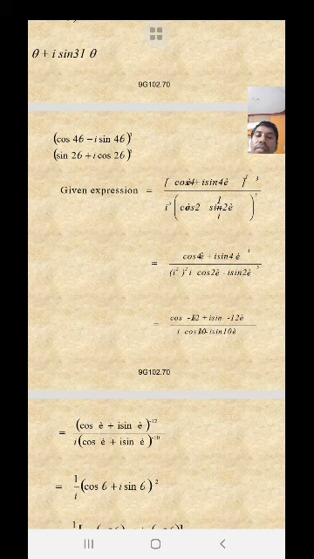Next step, apply the power −3 using De Moivre's theorem. So cos of −3 into 4, which means −12θ, plus i sin of −12θ, divided by, here i⁵ means i, then (cos 2θ − i sin 2θ) whole power 5, which applying the same rule gives cos 10θ − i sin 10θ.